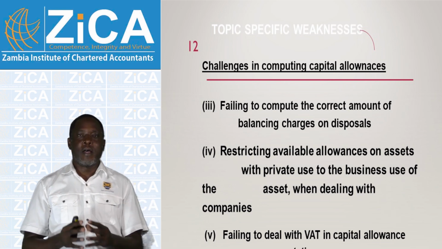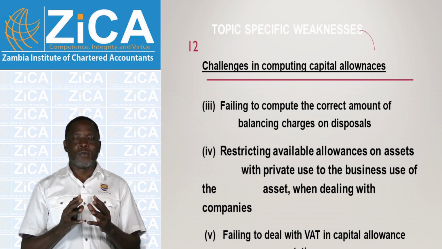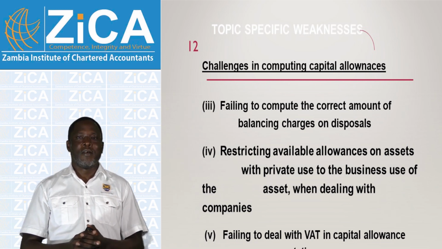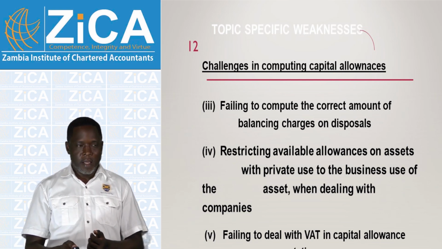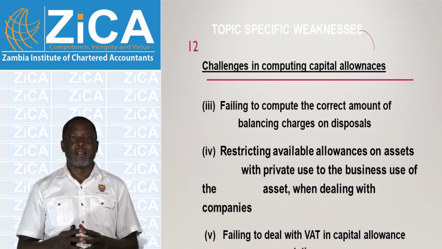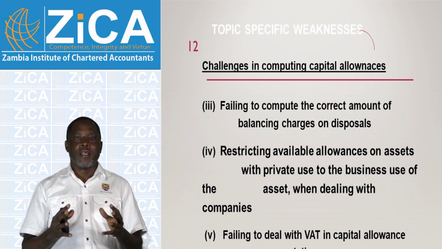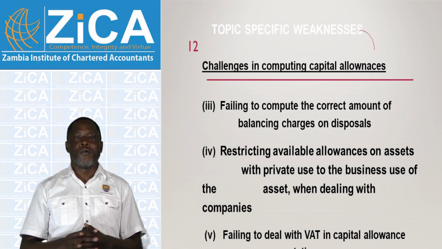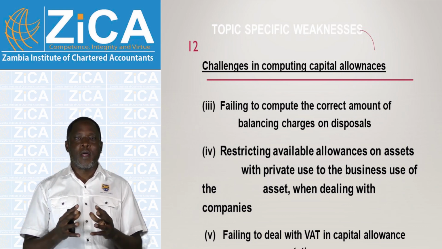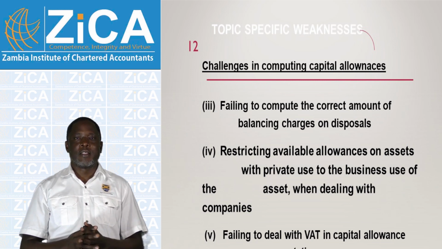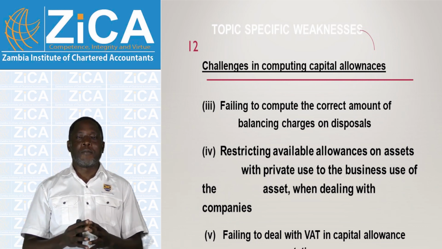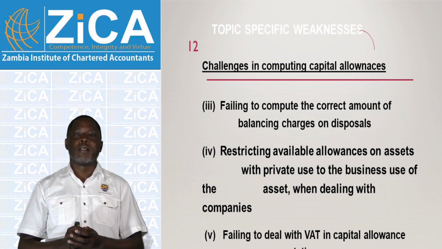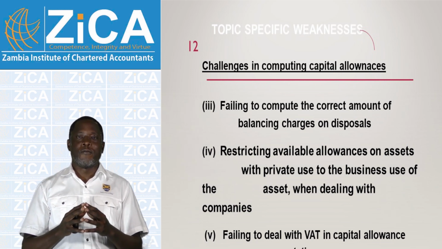Another area where students usually face major challenges is dealing with VAT in questions on capital allowances involving VAT. Sometimes in a question on capital allowances, the examiner may give the original cost of the assets either at the VAT inclusive value or a VAT exclusive value. So where the original costs of the assets are stated at VAT inclusive values, always bear in mind that capital allowances must always be computed using the VAT exclusive value.